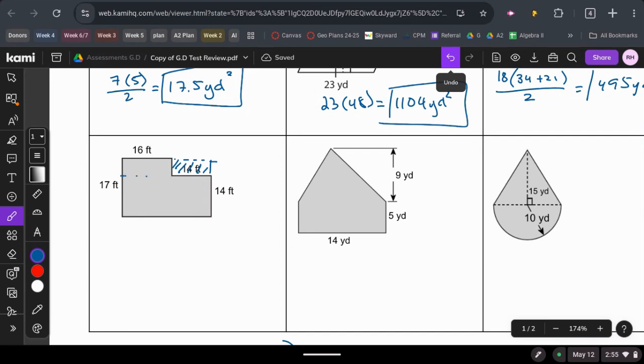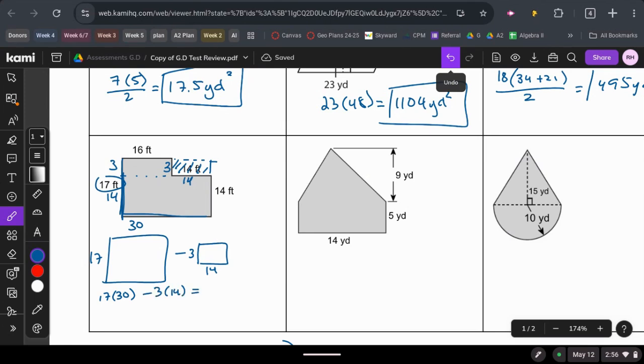The way I do that is I see it as these 2 rectangles, because then I can see that this side length here is 14. So to make it 17, I just have to add that 3 on. That means that this rectangle is a 3 by 14. So I'm taking the area of the bigger rectangle, which is 17 by 30, and I'm taking off that little rectangle at the top, which is 3 by 14. When I multiply 17 times 30 and subtract 3 times 14, that will get me the answer of 468, and our units are feet squared.